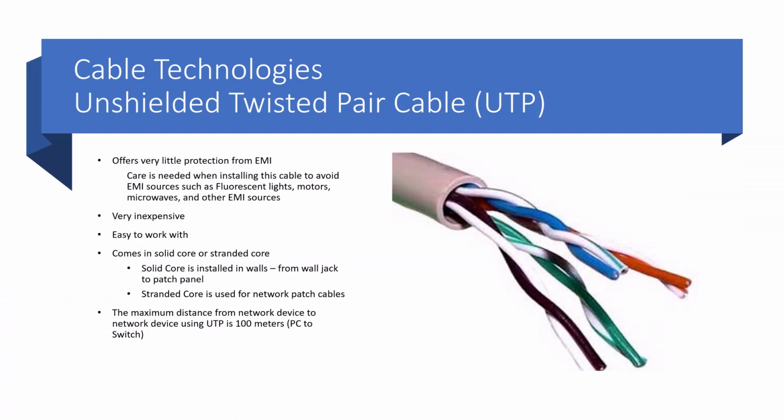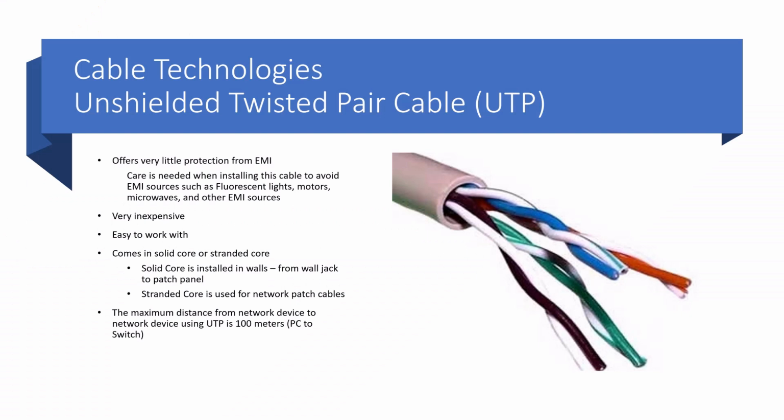This is a picture of some unshielded twisted pair cable. The UTP cable has very little protection from EMI, so you've got to be careful when you install this. You want to avoid running this over fluorescent lights, near motors, avoid microwaves, refrigerators, that type of stuff. Keep this stuff in conduit and keep it away from those EMI sources. It's very inexpensive to purchase and install.